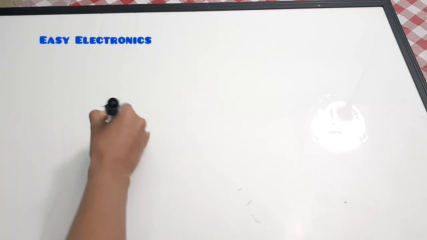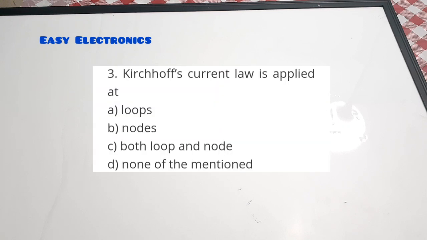Moving on to the 9th question. Kirchhoff current law is applied at dash. A, loop; B, node; C, both loop and node; D, none of the mentioned.